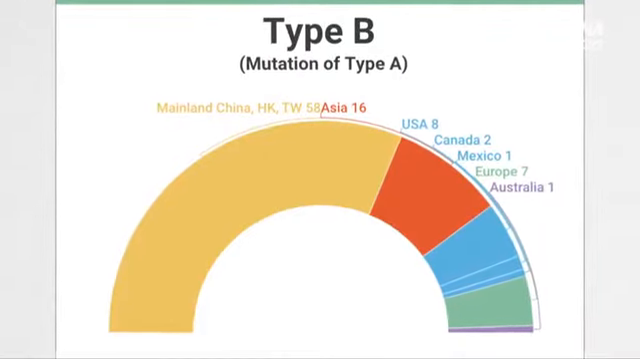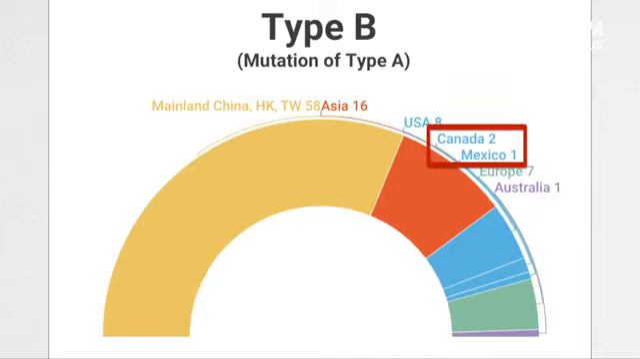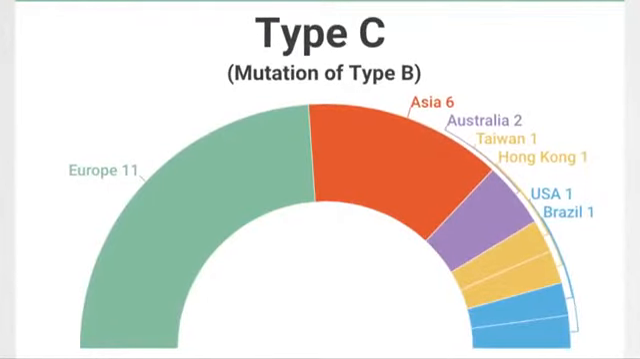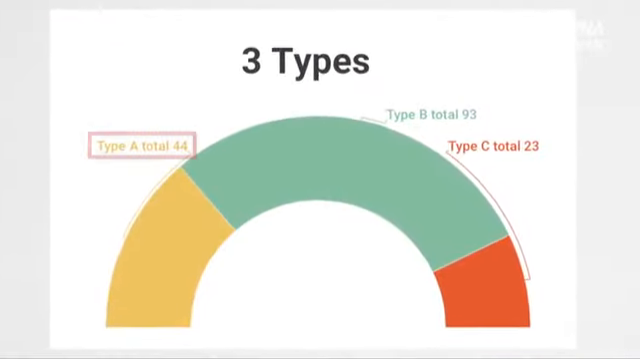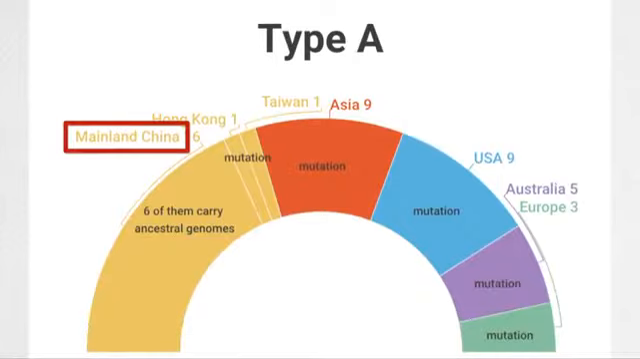Type B is mutated from A. Among the 93 cases, 58 are from China, 16 from other Asian countries, 8 from the US, 3 from Canada and Mexico, 7 from Europe, and 1 from Australia. Type C, daughter of B, was most common in Europe, 11 out of 23 seen in early patients from France and Italy, Sweden, and England. Of the rest, 6 are from Asia, 2 from Australia, and 1 each from Taiwan, Hong Kong, the US, and Brazil. Experts tell us that since type A is the root of B and C, and 6 cases from mainland China carry the ancestral genome of type A, we can trace all cases back to China.